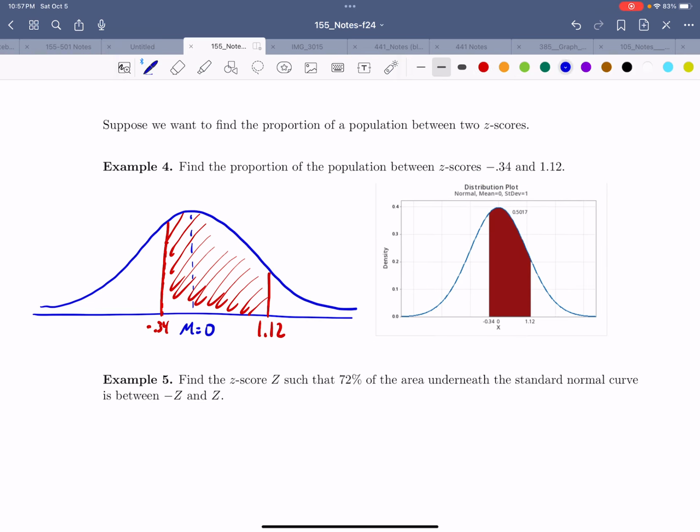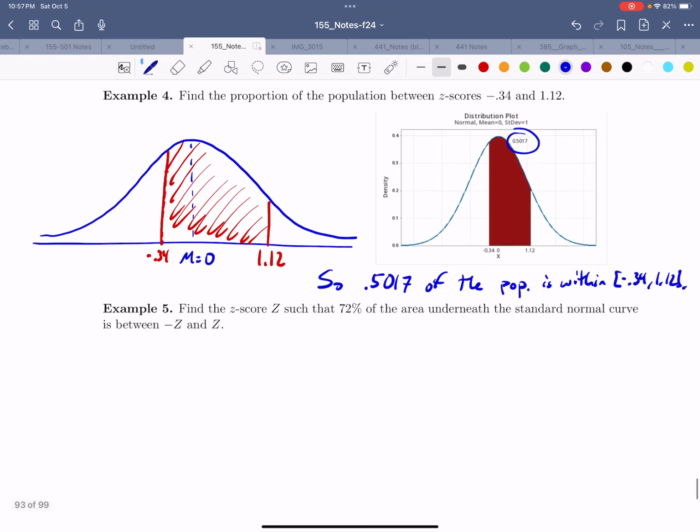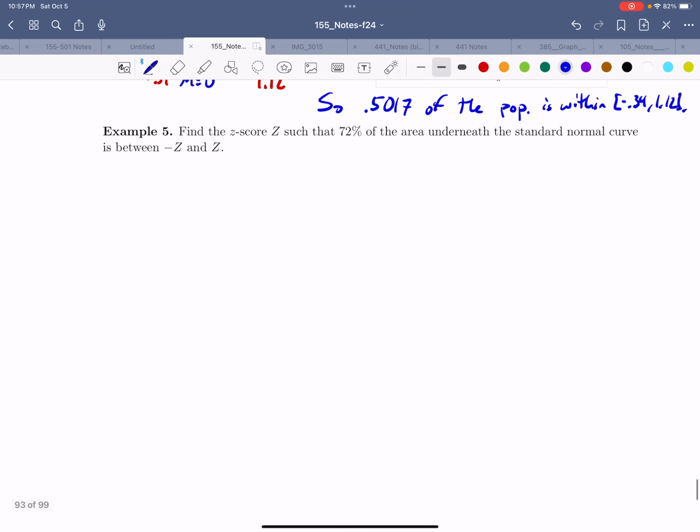So let me just circle that really quickly. So 0.5017 of the population is within the interval negative 0.34 to 1.12. And then last, let's do one more example.